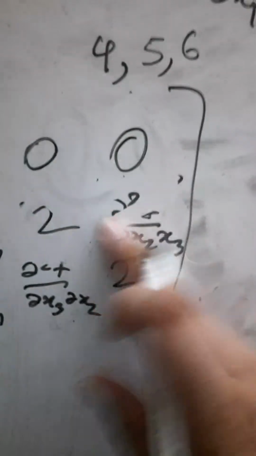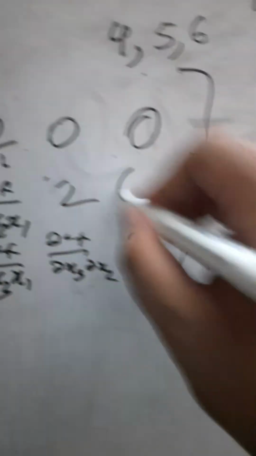0, 0, 0. So this is actually a diagonal matrix where everything else is 0, only 2 is there, so 0 0 0, only the diagonal is 2.